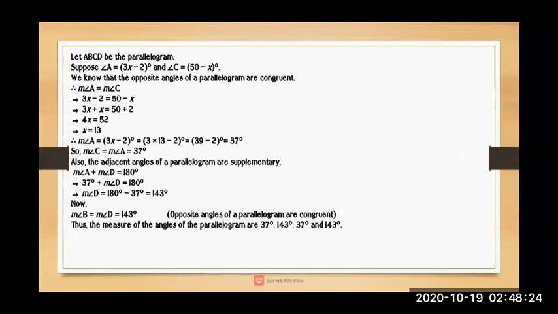So we will just assume that the measure of angle A is 3x minus 2 degrees and the opposite of angle A is angle C, that is 50 minus x degrees. Now we know that the opposite angles of a parallelogram are congruent. That is the property of a parallelogram which we learned just now. Now we have taken opposite angles, that is, measure of angle A is equal to measure of angle C.